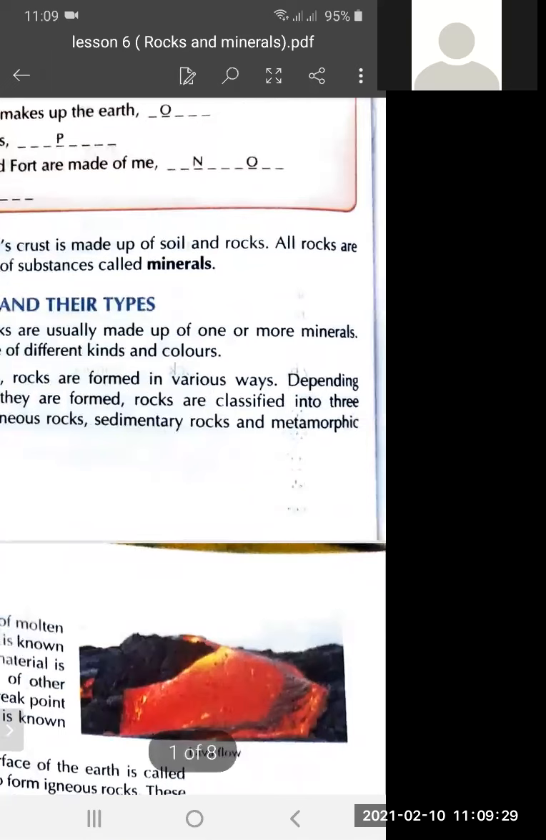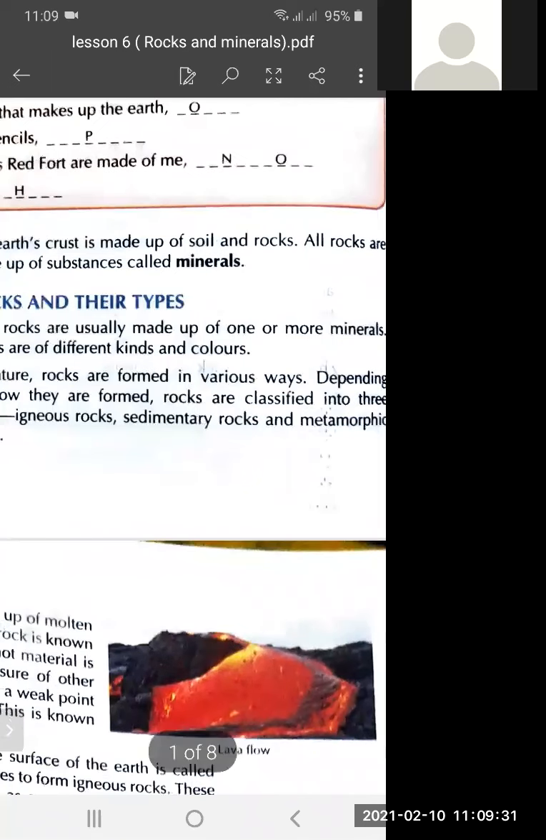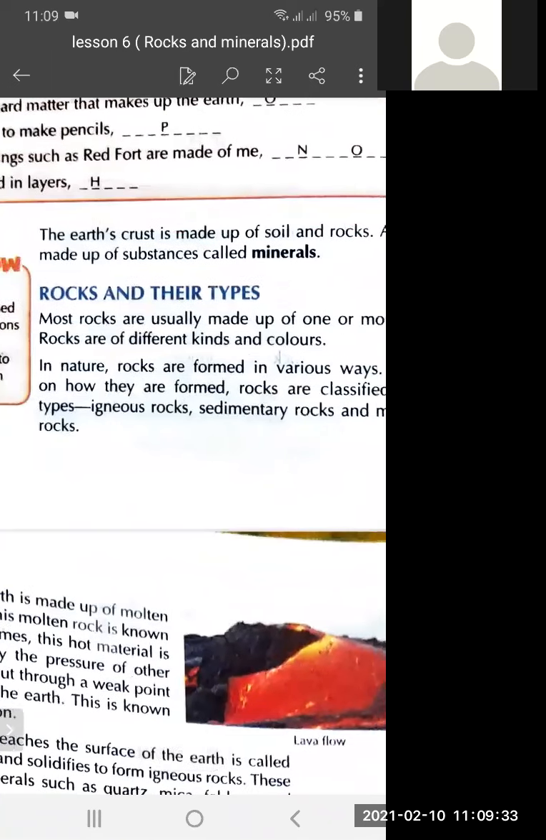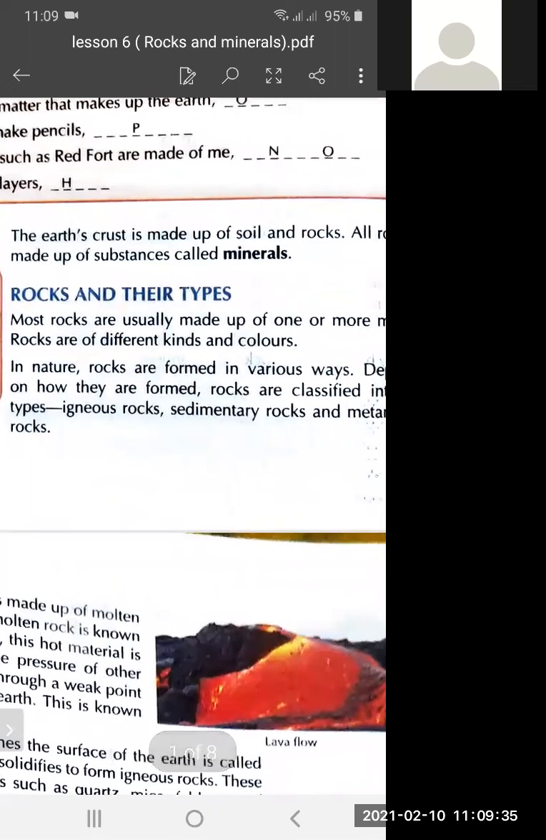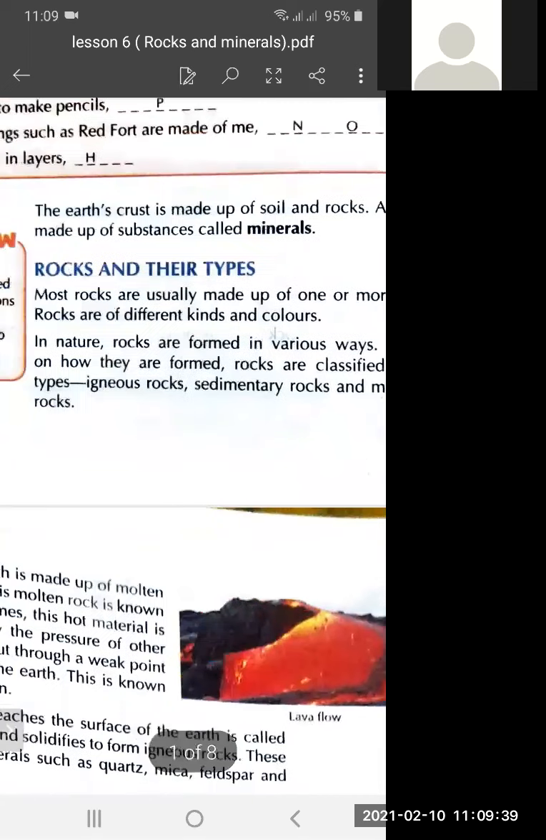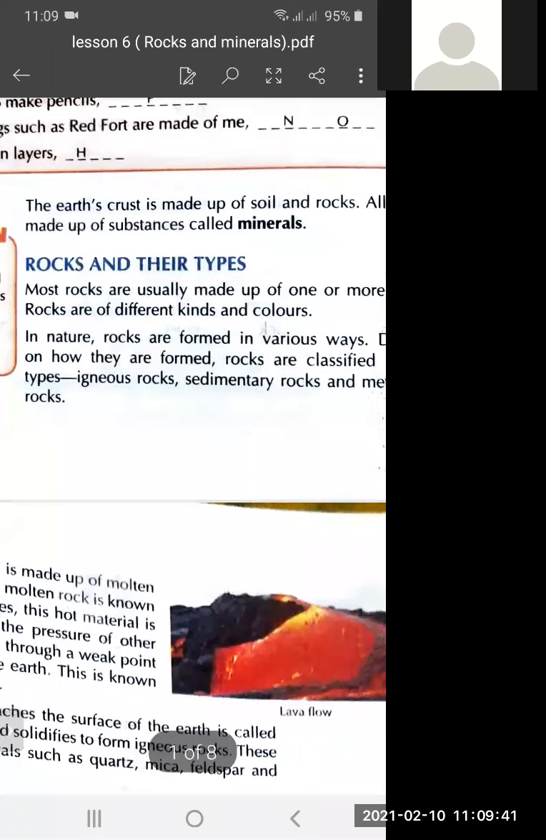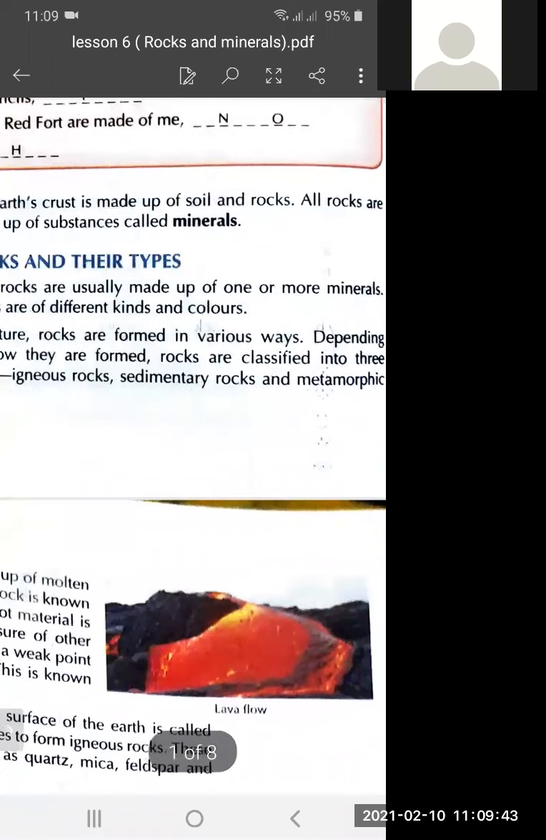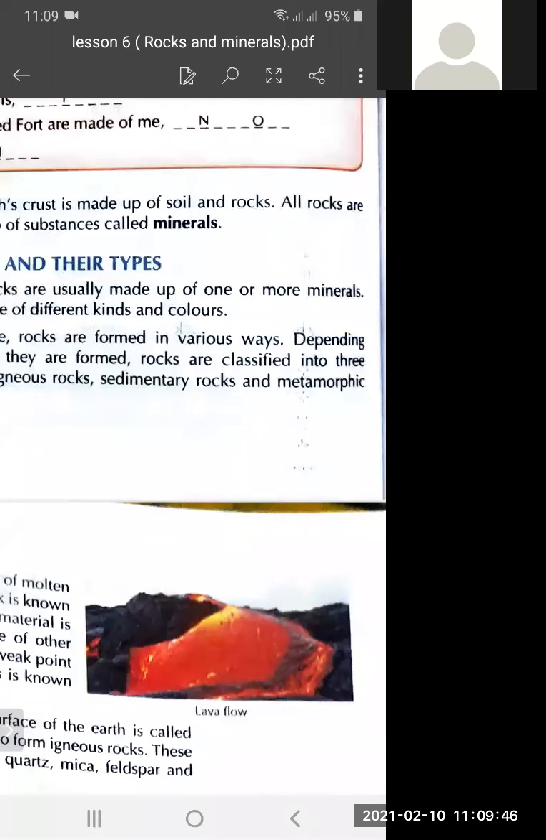Rocks are classified into 3 types: igneous rocks, sedimentary rocks, and metamorphic rocks.